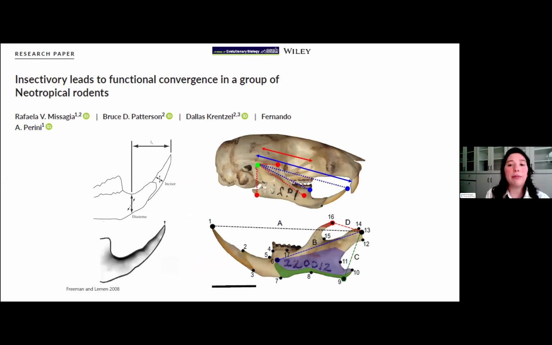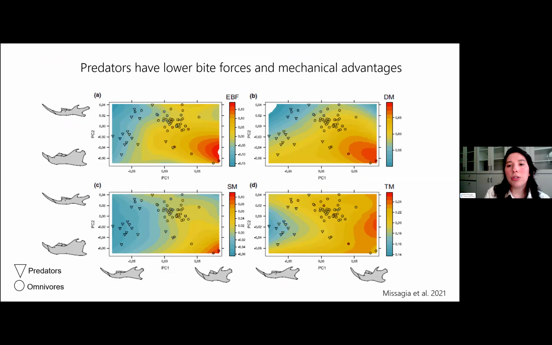So we calculated the mechanical advantage of jaw closing muscles using each muscle's lines of action combined with the distance from the biting point to the jaw joint in the skull. We also estimated the bite force using incisor variables related to bending resistance. Here we have the jaw-shape morphospace plotted over heat maps of bite force in A, and mechanical advantages of three jaw closing muscles in B, C, and D, showing that the predatory akodontines, depicted in the figures as triangles, have in general lower bite forces and lower mechanical advantages, which characterizes a fast and weak bite.